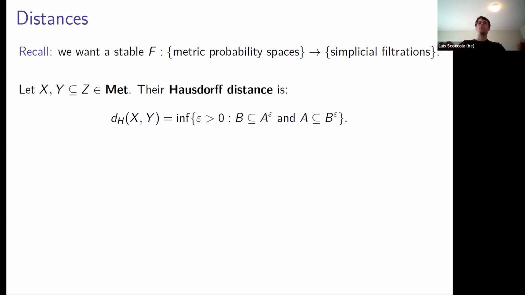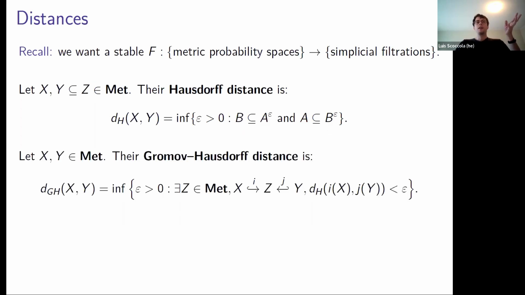So even before that, what's the Hausdorff distance? The Hausdorff distance is defined for any two subsets of a common metric space, and it's just the infimum over all epsilons such that Y is included in the epsilon thickening of X, and X is included in the epsilon thickening of Y. And this is just the usual metric thickening inside a fixed metric space.